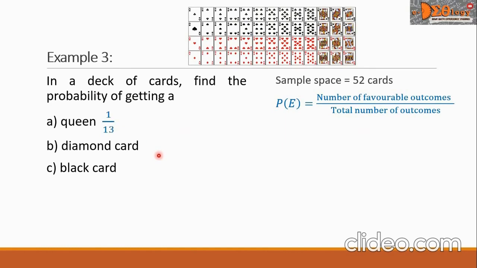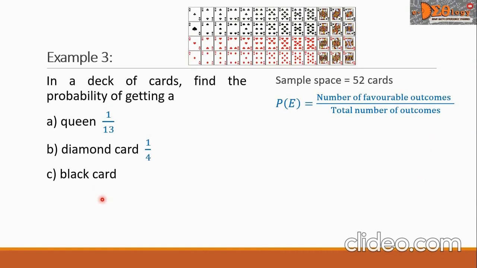Finding the probability of getting a diamond card. So we write P of diamond card, and this is equal to, in the numerator we write 13 because there are 13 diamond cards in the deck of cards. So this is 13 over 52. And when we simplify, this is equal now to 1 over 4. This answer we will write opposite letter B. And then let us now proceed with letter C.